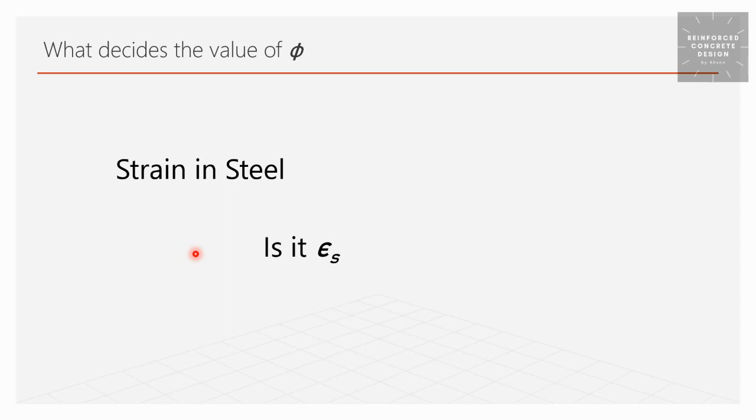There can be multiple layers of reinforcement in a beam. So is it the strain in the bottom layer of reinforcement or is it the strain in the second layer of reinforcement? So no, it is not the strain in any layer of the steel. It is actually the strain in the bottom layer of reinforcement which is the factor which decides the value of phi.